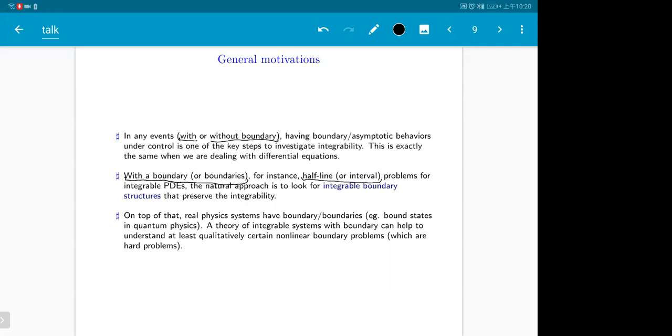On top of that, we know real physical systems have boundary or boundaries, and a theory of integrable systems with boundary can help, at least qualitatively, with certain nonlinear boundary problems, which are actually hard problems because we need lots of analysis to tackle nonlinear boundary problems.